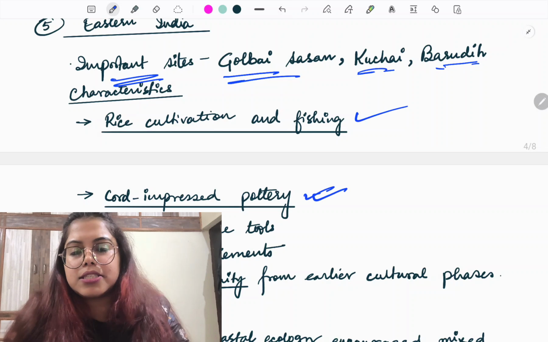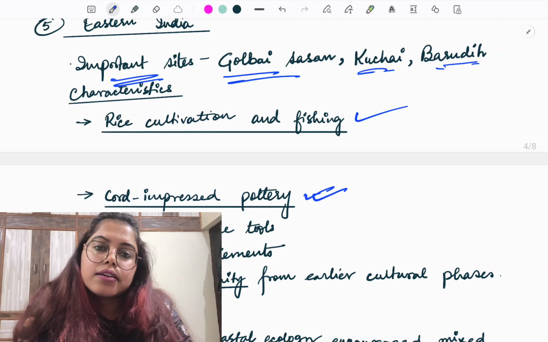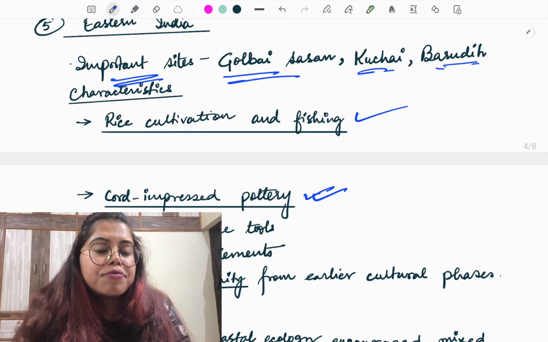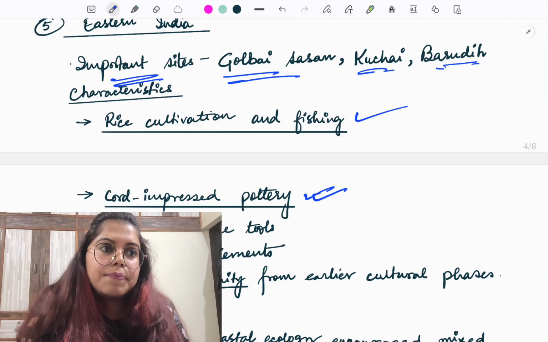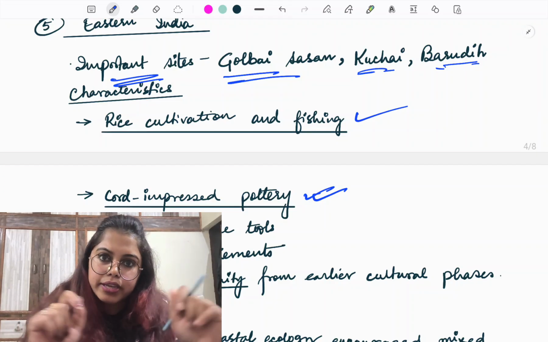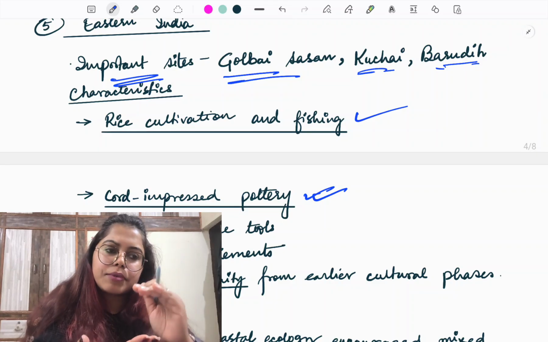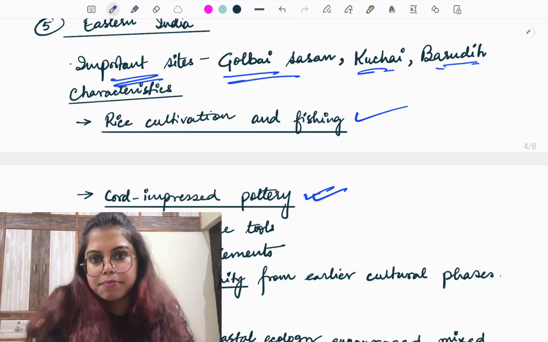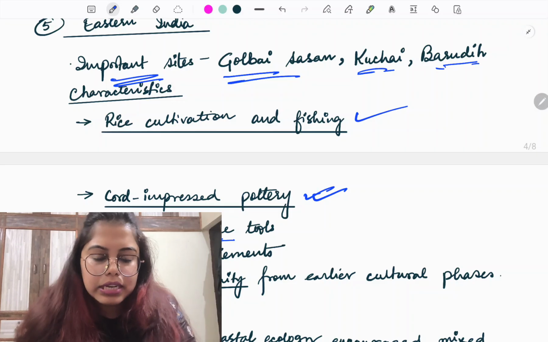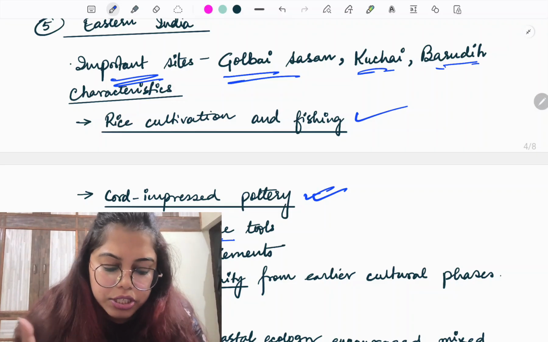Then we have cord impressed pottery, very very important कि unlike matted pottery, here we have cord impressed pottery. Cord impressed pottery मतलब cord is what, कि cord जो wires are there उसको यूज करके, मतलब wet clay पे उसको यूज करके patterns have been made. So we have cord impressed pottery, that is a characteristic feature. We have polished stone tools.